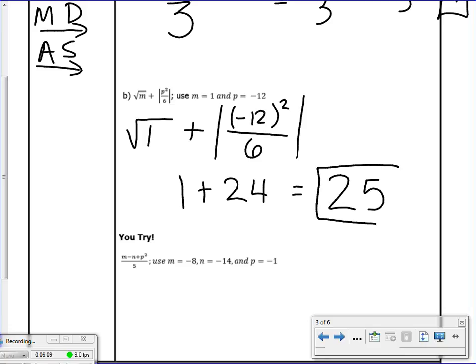So again, I used my calculator to solve this. We could solve it by hand. The square root of 1 is 1, plus negative 12 squared is going to give us 144 divided by 6.